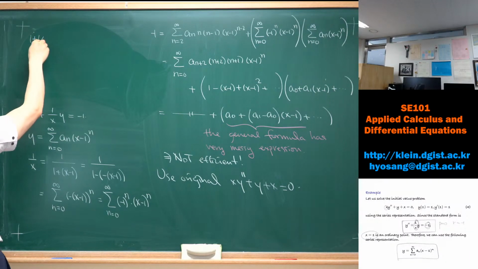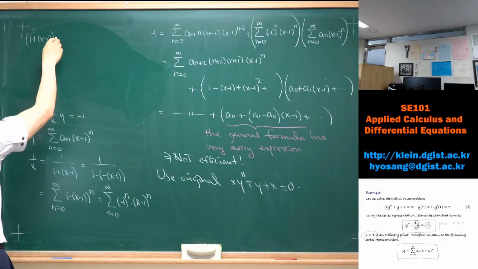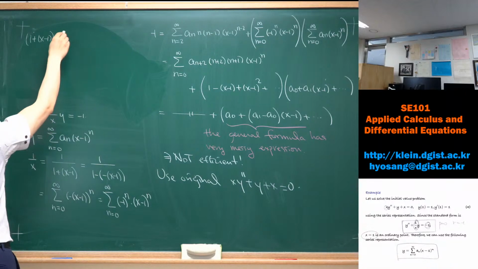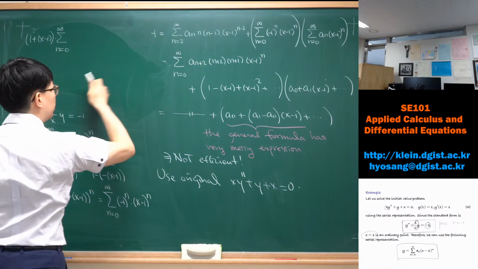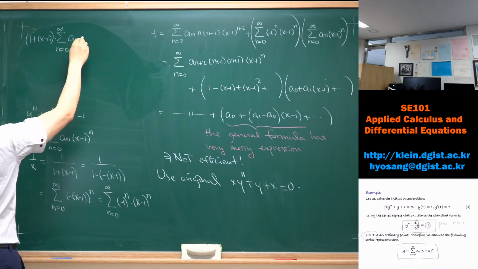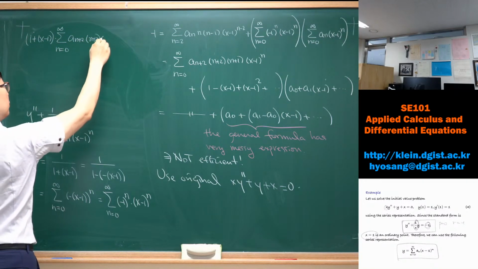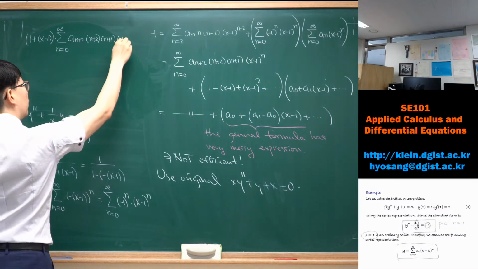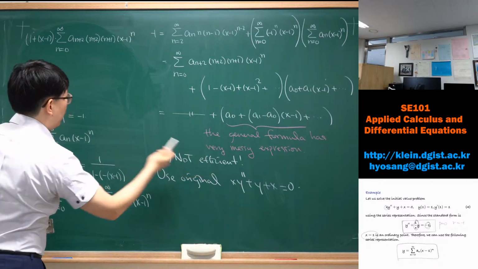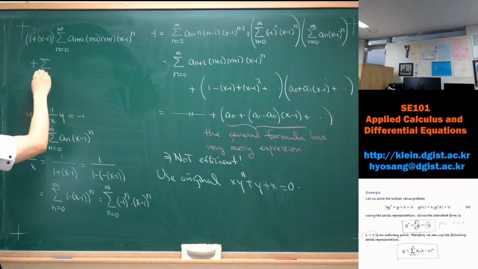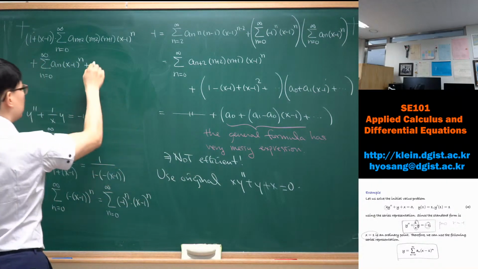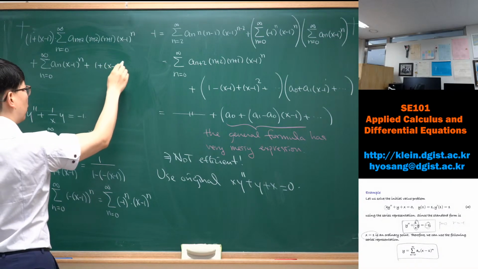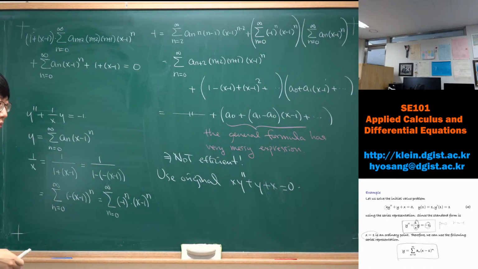So that means 1 plus (x minus 1) times y double prime, which is the sum for n equals 0 to infinity. I use 0 instead of 2. So a_{n+2}(n+2)(n+1)(x minus 1)^n, plus y, the sum for n from 0 to infinity of a_n (x minus 1)^n, and then x, which is 1 plus (x minus 1), and that equals 0.